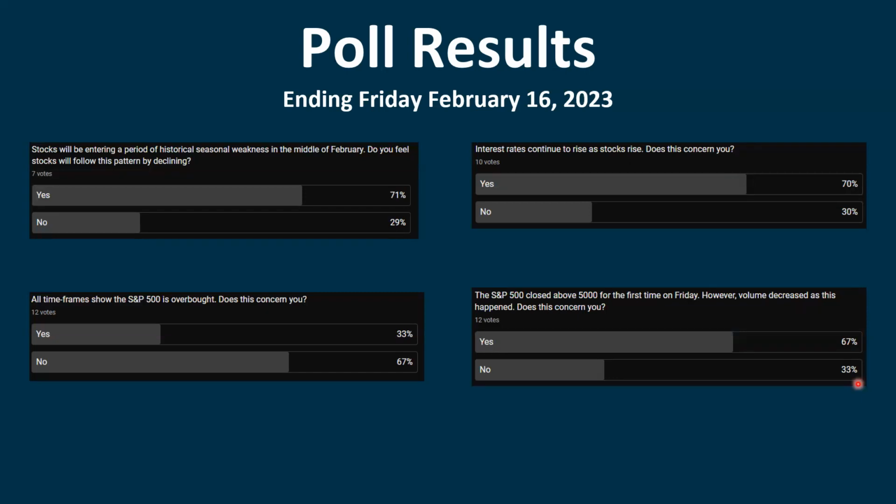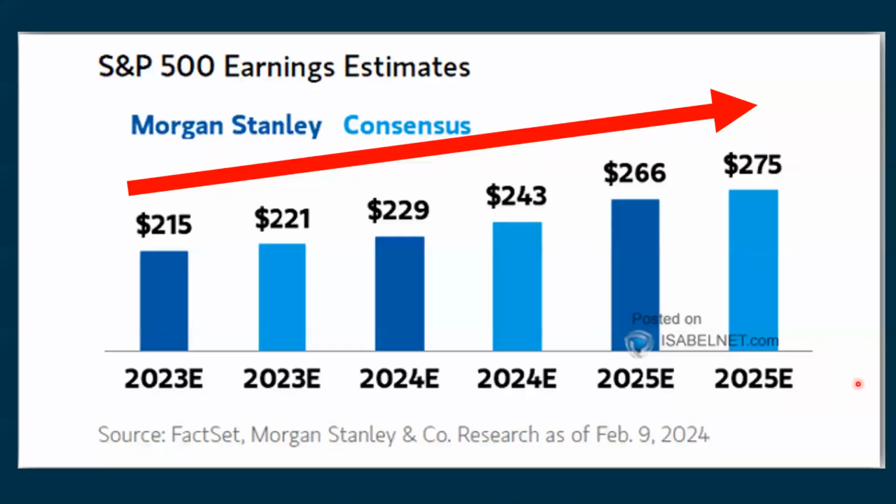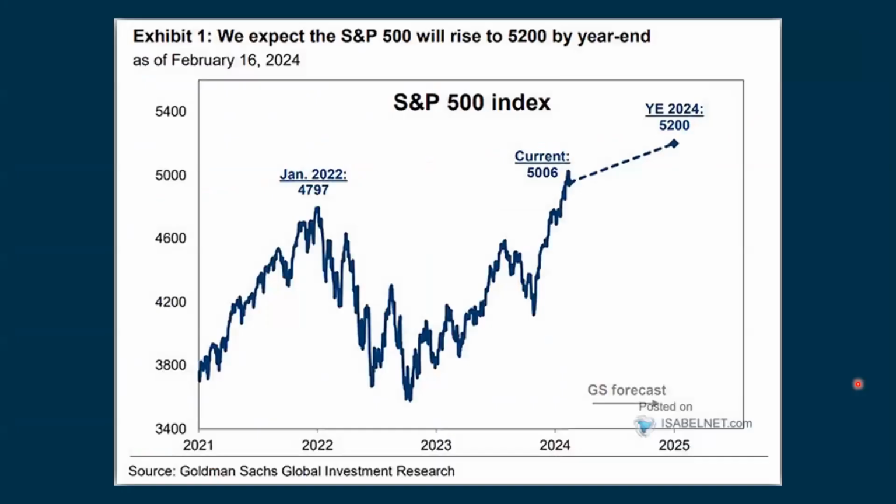It just means that there's not an awful lot of conviction behind it. All right, here's some Isabel Net charts. These are usually the ones that I show. This is, again, just updated to tell you that looking forward, we're still looking positive as far as earnings projections going forward. And then according to Goldman Sachs, we expect the S&P 500 to rise to 5,200 by year end.